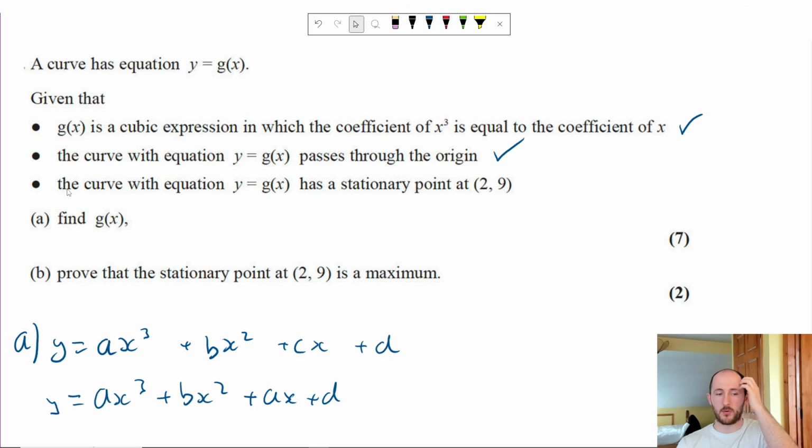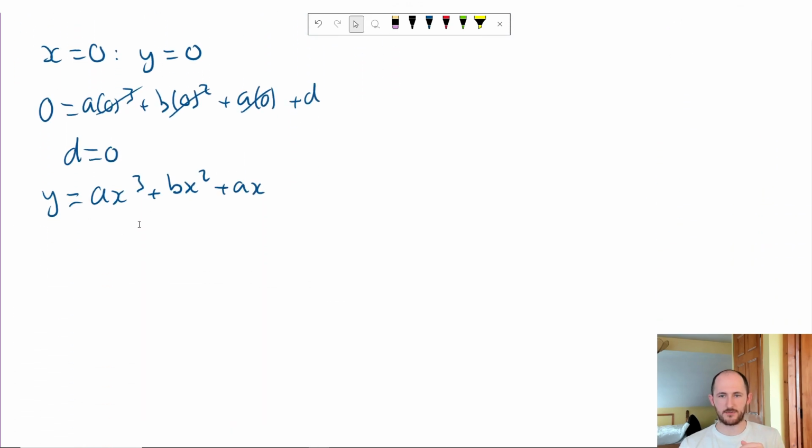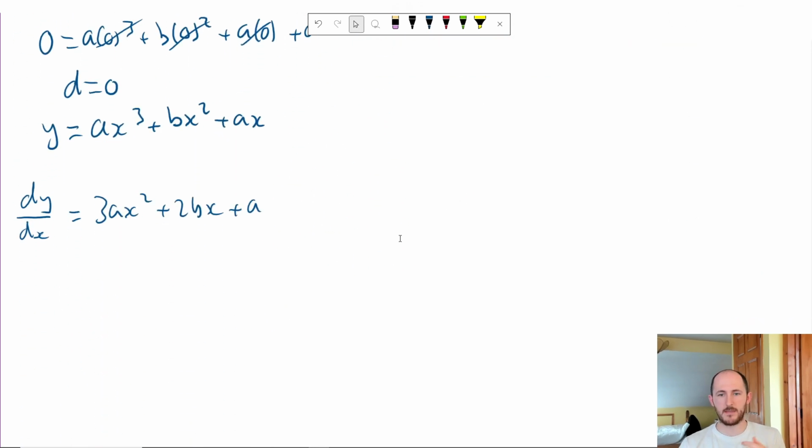Now this third bullet point is actually where a lot of students get confused, because it looks like one piece of information, but it's not. It's two pieces of information. First of all, it tells me there's a stationary point at x equals 2. Stationary point means I differentiate, so let's differentiate this. 3ax squared plus 2bx plus a. And it tells me there's a stationary point at x equals 2. What does that mean? It means at x equals 2, dy by dx should equal 0.